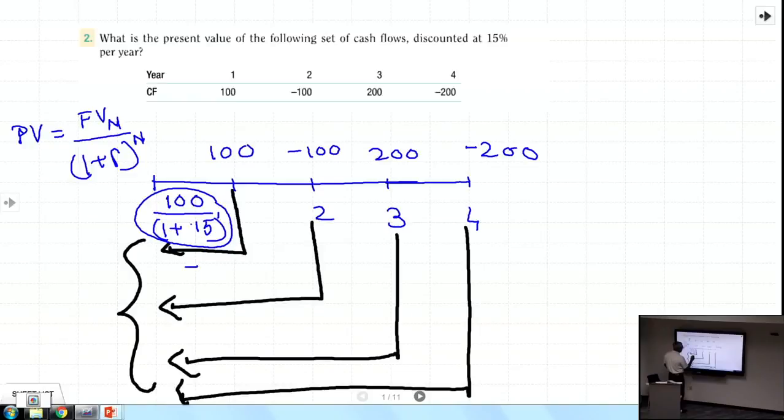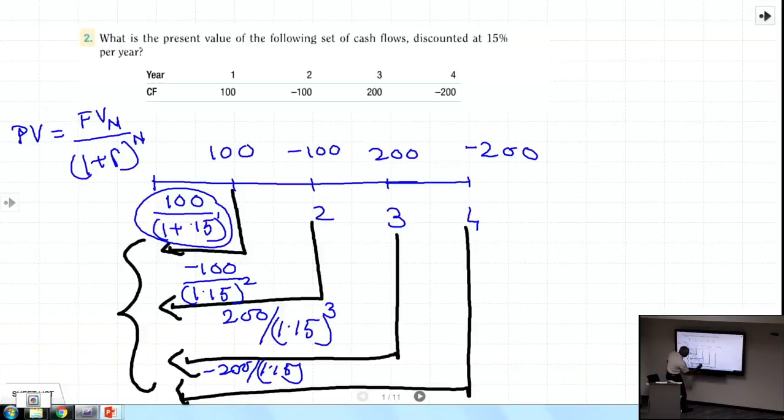In the next case, it will be negative 100 divided by 1.15 raised to the power 2. The next one would be 200 divided by 1.15 raised to the power 3. And the last one would be negative 200 divided by 1.15 raised to the power 4. So I can take each one of them and then I will add them up. That's certainly one way of doing it.